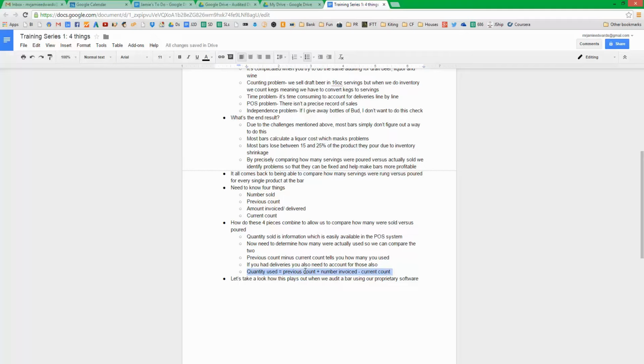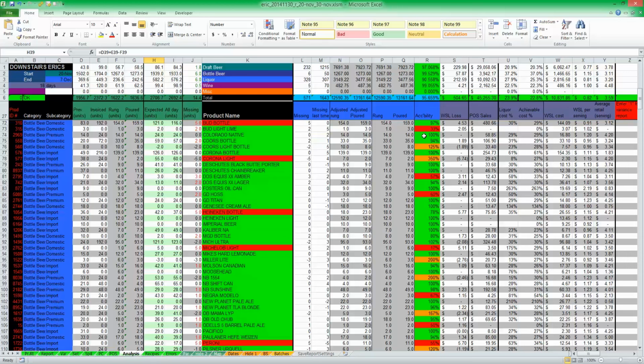So let's take a look now. We're going to dive right in and show you how this plays out in our actual software by looking at an audit which we recently completed. So don't be too bewildered by the amount of information on the screen. Let's just dial in and look at this one row of Bud bottle, and this is for an existing client of ours.